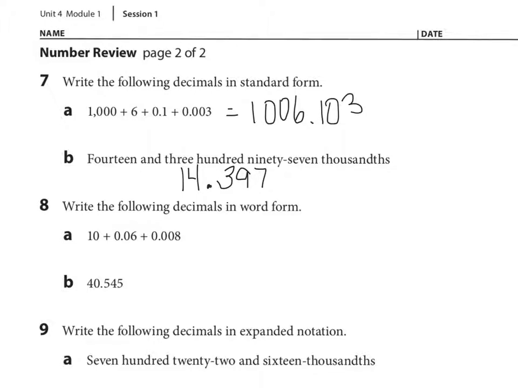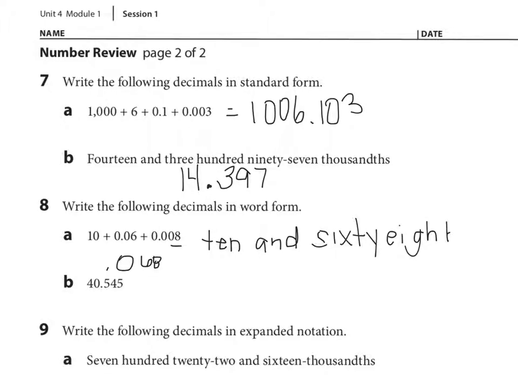Number 8, write the following decimals in word form. So here we have 10, and because there's nothing else in the whole numbers, we have decimals, so I need an and to show my decimal point. Then we have 6. Is that in the tenths or the hundredths? That's right, it's in the hundredths, so we're going to say 6 hundredths. But then we have 8 thousandths, so we have 6 hundredths and 8 thousandths. So how do we really read that decimal number? That's right, it's going to be 68 thousandths. Don't forget the TH at the end of thousandths, THS.